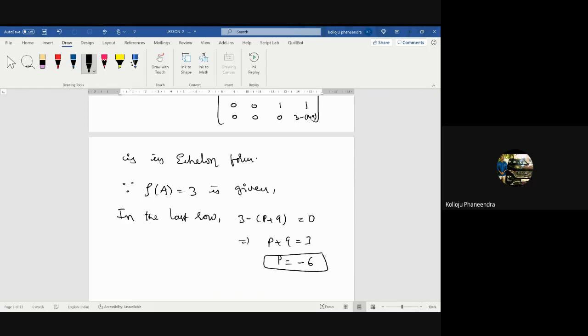And solve the assignment problems based on rank. If a 3 by 3 matrix is given, you can directly find the determinant. That's better.